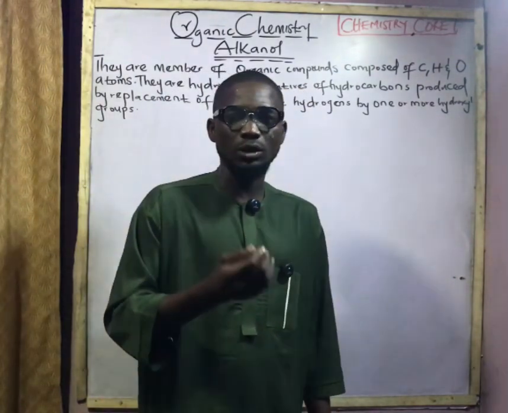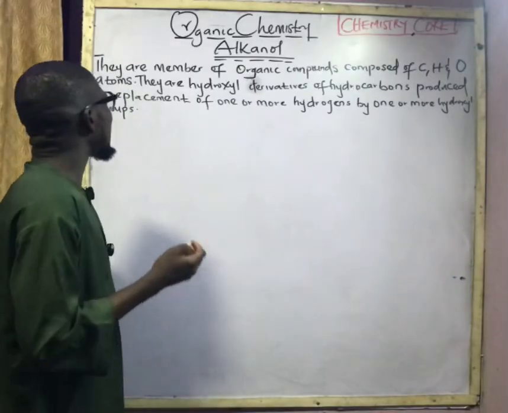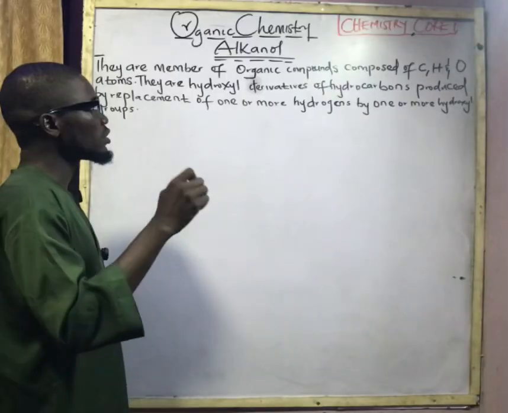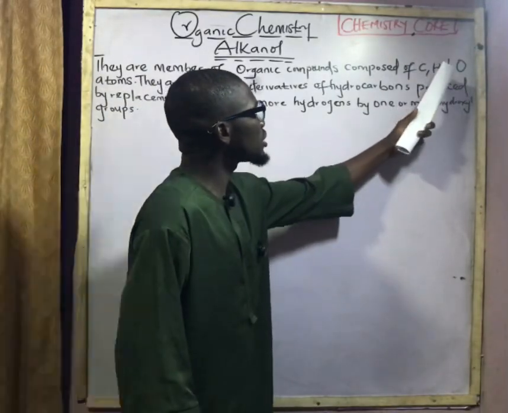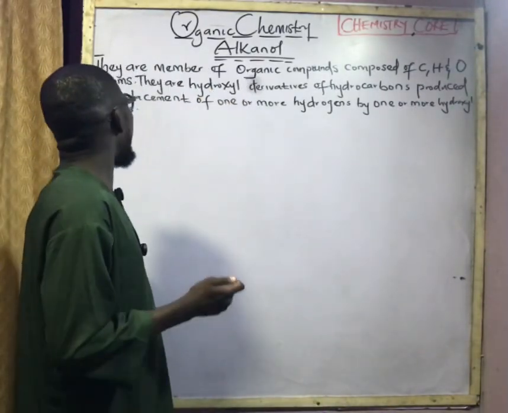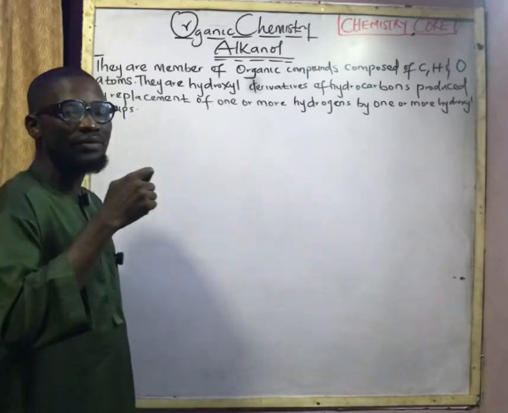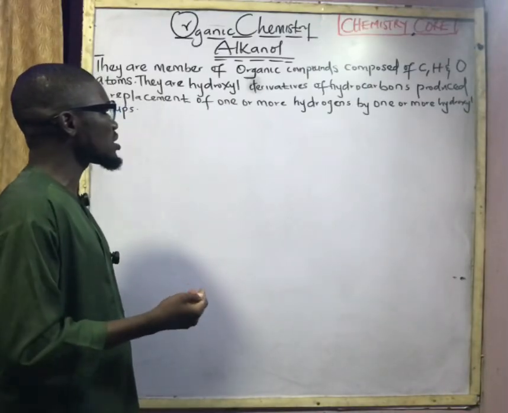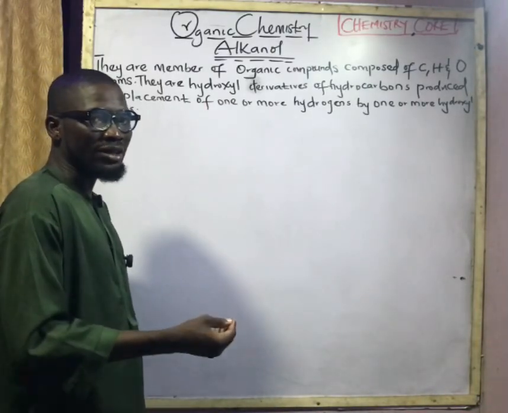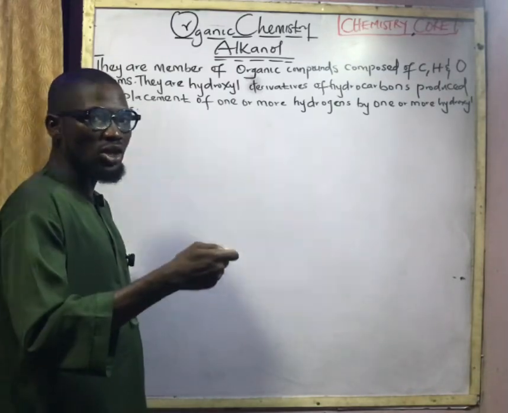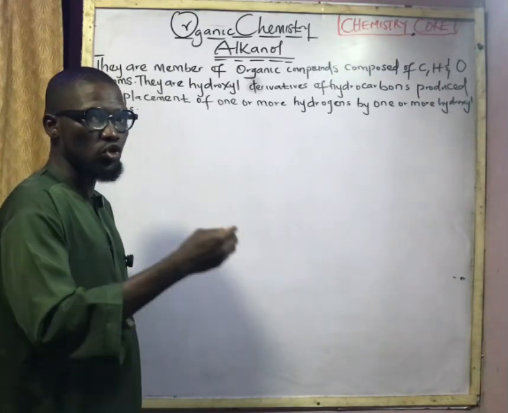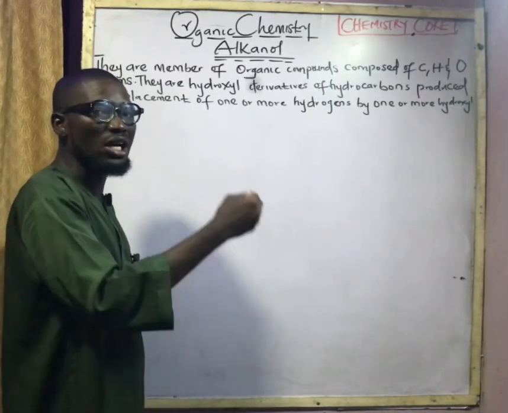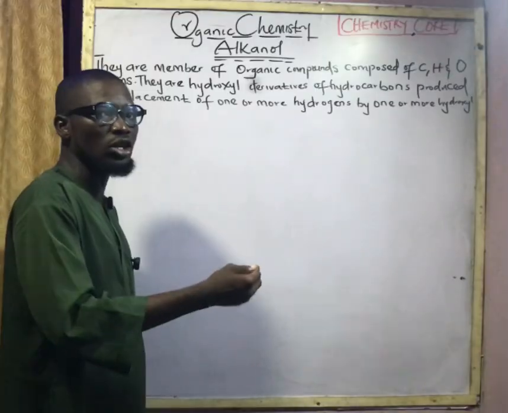Let's take a look at what we have on the board. Come closer. They are members of organic compounds composed of carbon, hydrogen, and oxygen atoms. They are hydroxyl derivatives of organic compounds. And one thing you need to know is that when we are talking about the derivatives of either one hydroxy or two hydroxy, we have to take it back to what we call the classification of alcohol or the classification of alkanol.